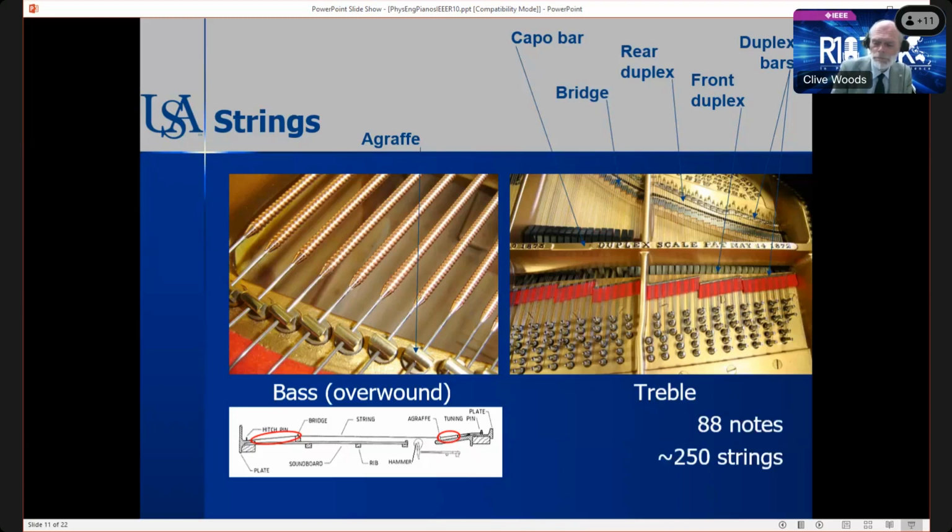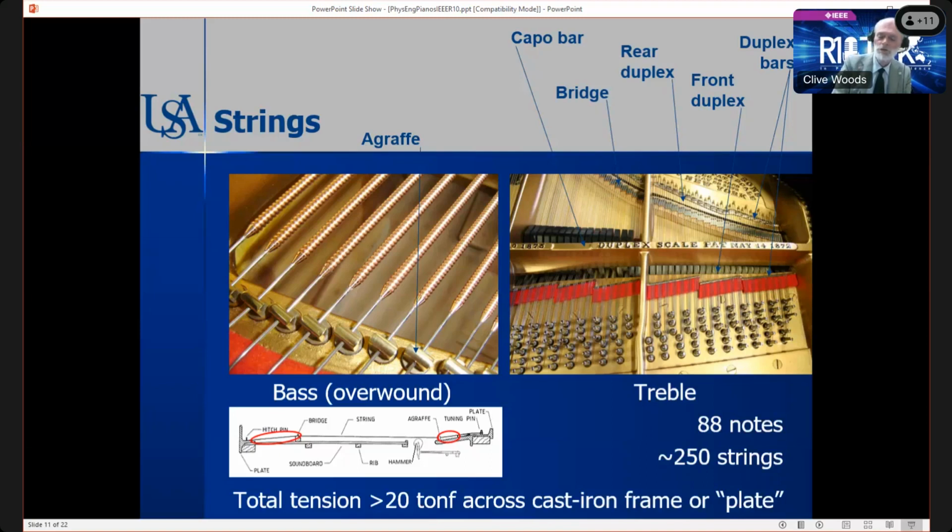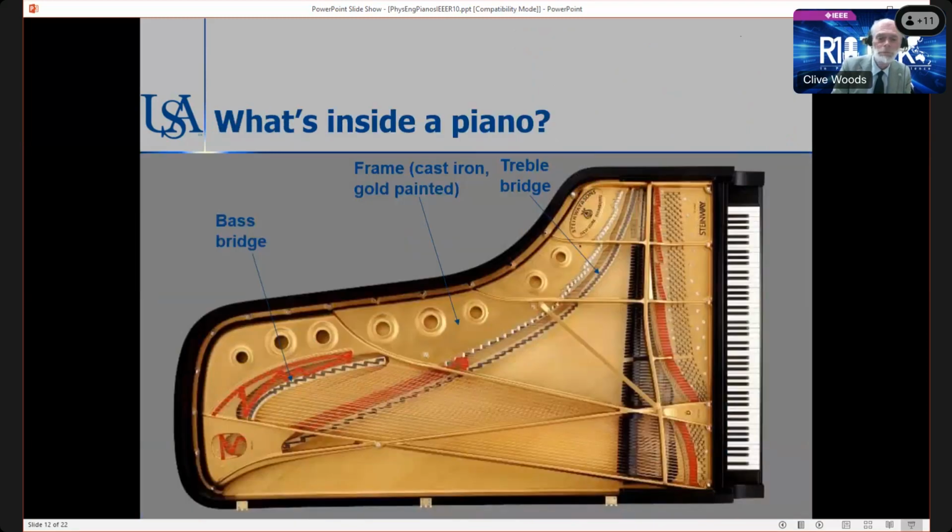This piano has 88 notes, 250 strings. Just think about it. That's 20 tons of force across the cast iron frame. That's quite considerable, and it was a technological feat in the 1850s to design a frame that could withstand that sort of force.